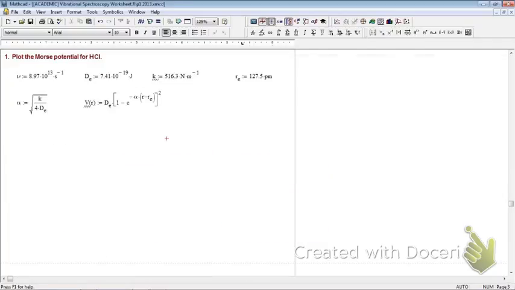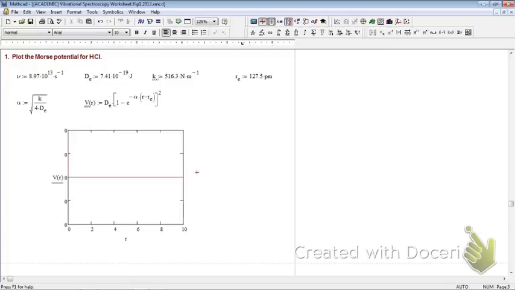So let's graph the potential. We're given here several factors associated with the hydrogen chloride molecule. So we'll start with a simple graph here just to make sure it looks right. And when we select the graph tool from MathCad, we get this graph here, which clearly shows us nothing except that we do have a sharp rise here on the left-hand side.